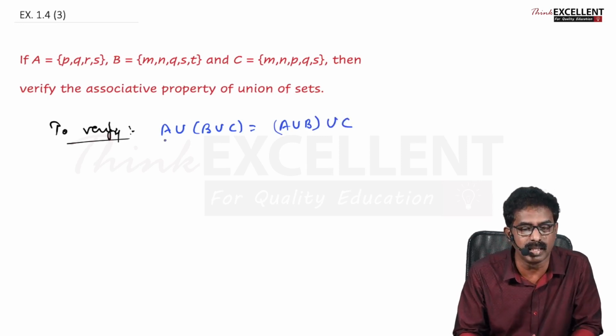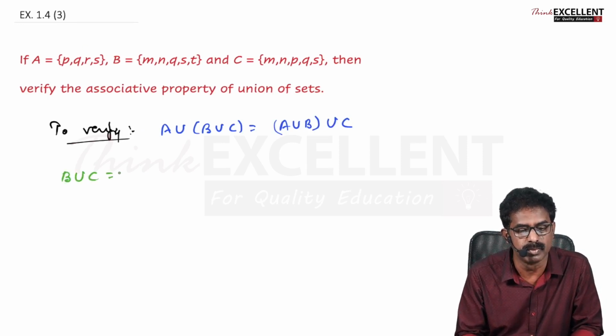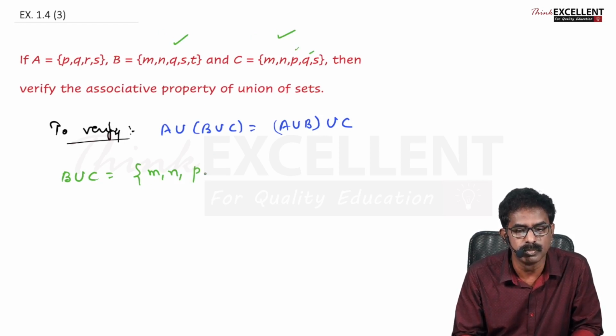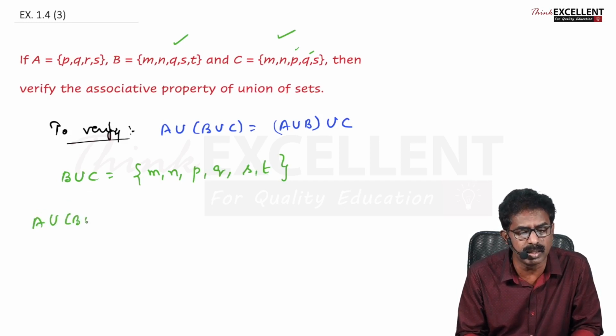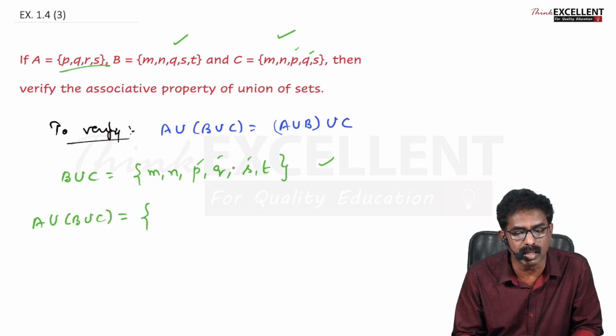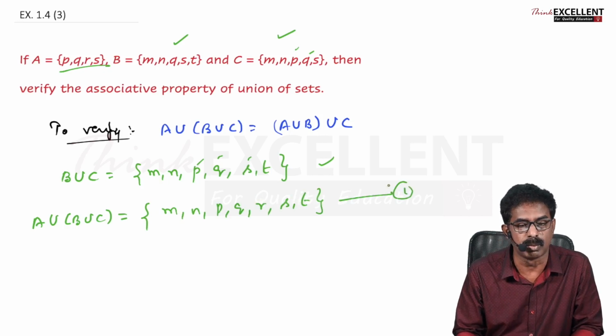We find LHS and RHS separately. For LHS, first you find the term inside the bracket, B union C. So write everything from B and C: M, N, P, Q, S, T. This is B union C. Now A union (B union C). With this you attach A also. In A we have P, Q, R, S. R also you have to include, right? So M, N, P, Q, R, S, T. Take it as equation number 1.